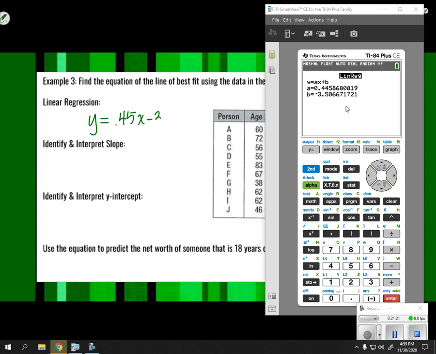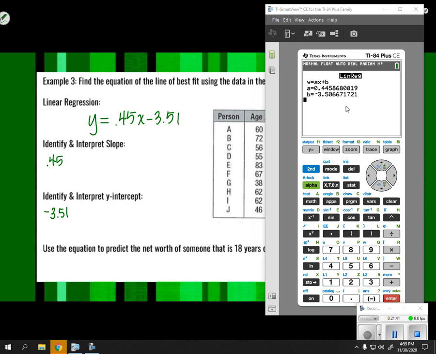X minus 3.51. And then we're going to identify the slope. So 0.45 is our slope, and negative 3.51 is the y-intercept. And then we're going to go ahead and interpret what those mean.